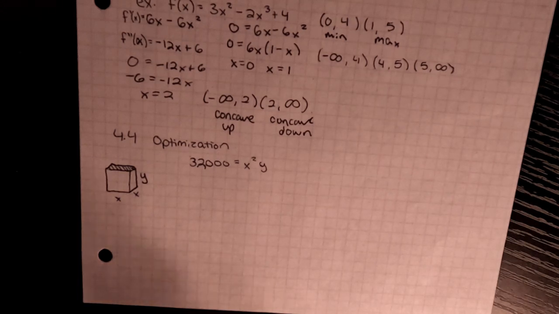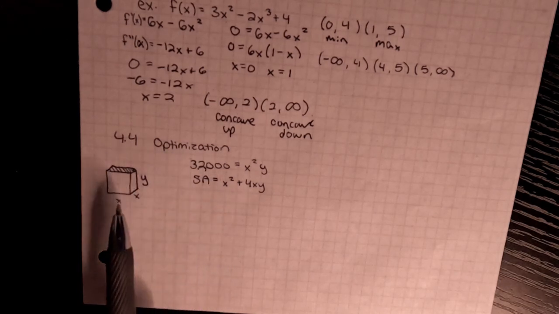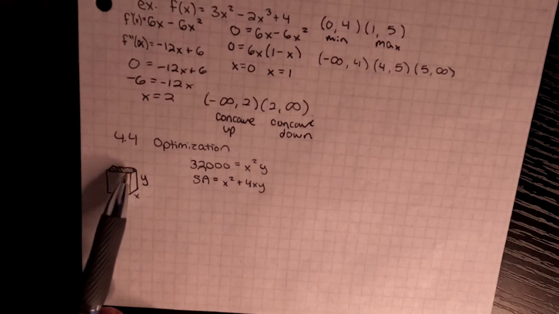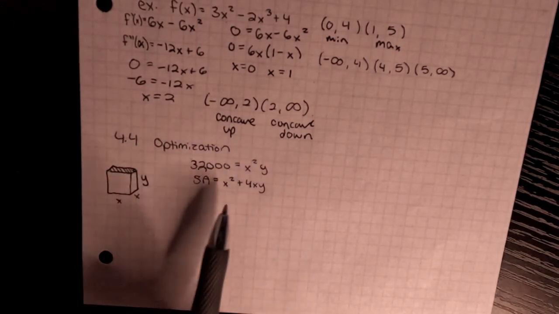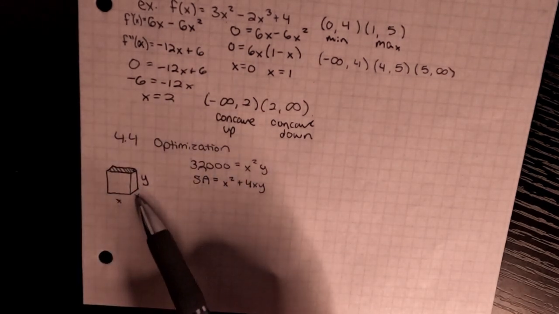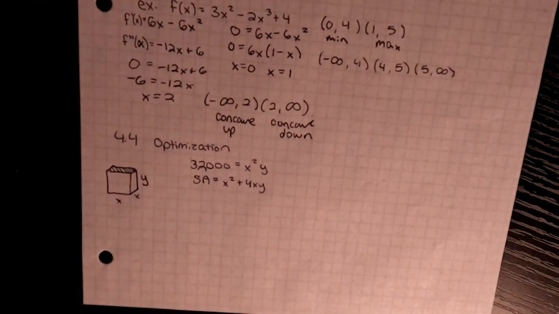And the surface area for this cube would be this equation, because x squared gives you this bottom part, and this is open top, so that's not 2 times x squared, it's just once, plus 4xy, because there's 4 sides where you're multiplying x times y to get the area. So I hope that makes sense.